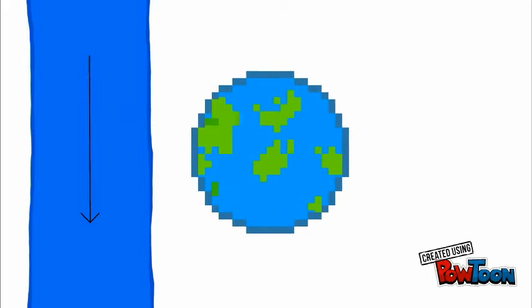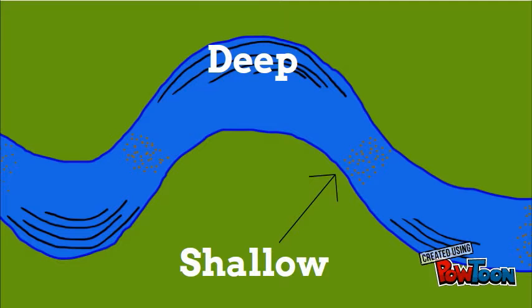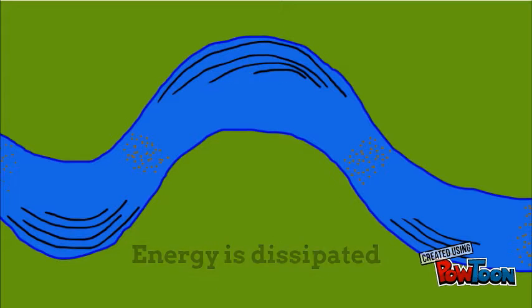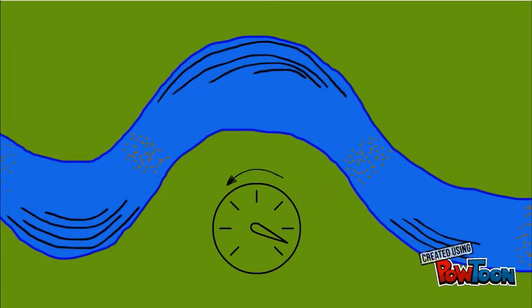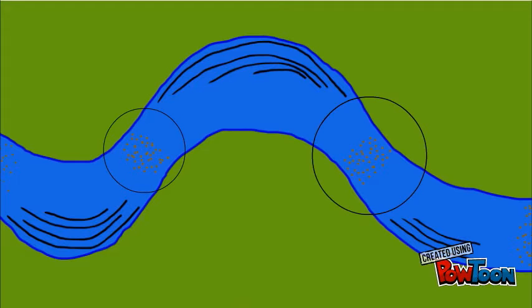Almost all rivers on Earth show signs of meandering. Pools and riffles are the deep and shallow water areas where energy and discharge vary. Energy is dissipated across the riffle areas as higher proportions of energy are needed to overcome friction. The water velocity decreases and sediment is deposited. The opposite happens in the pools.